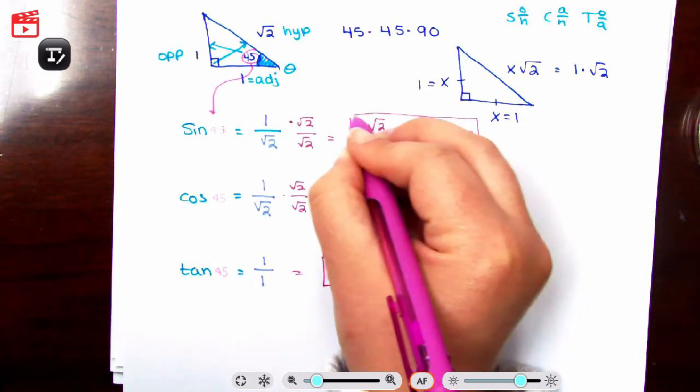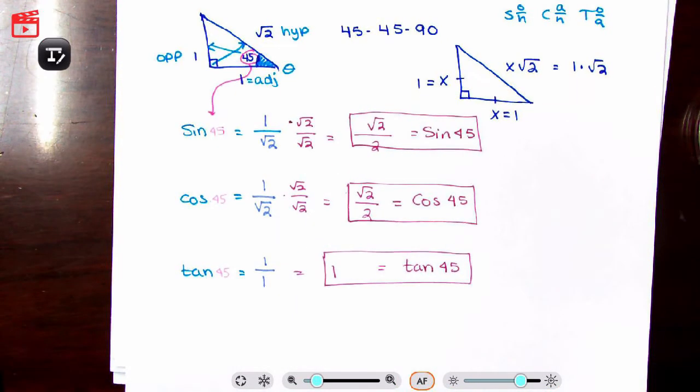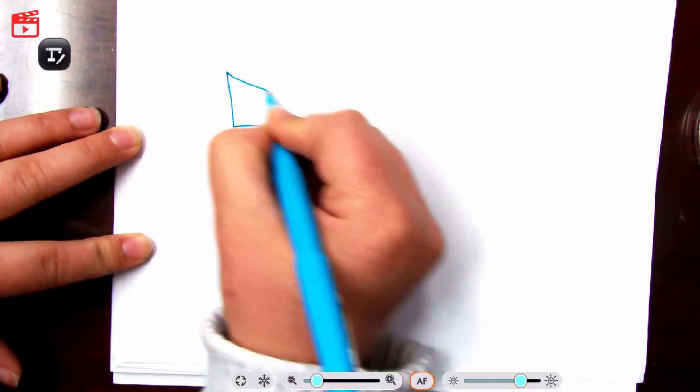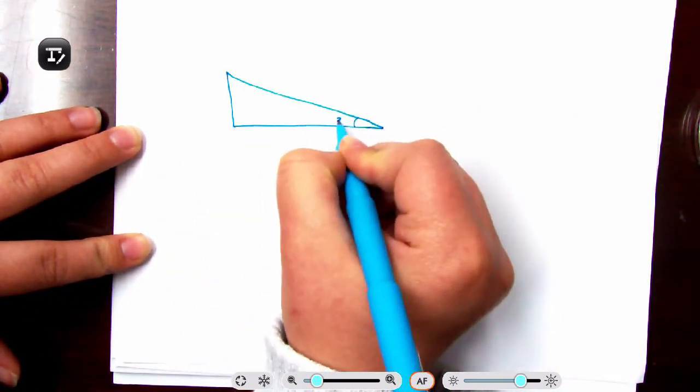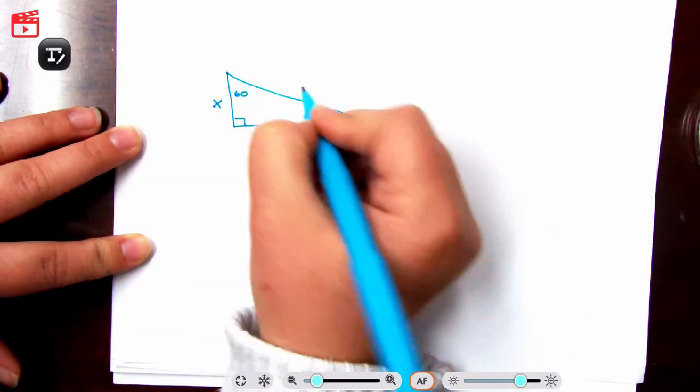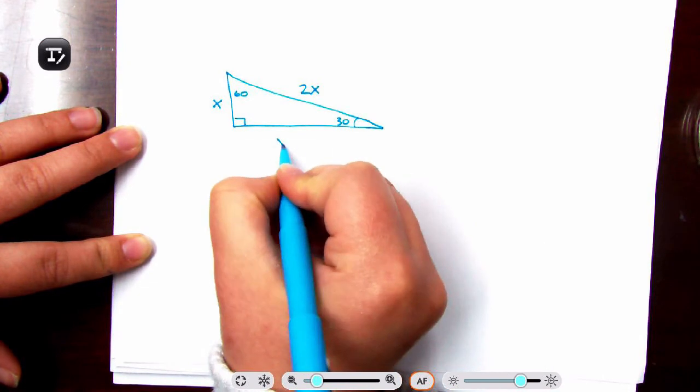Now I'm going to skip the reciprocal functions just right now for the sake of time. I feel like this video is getting a little bit on the longer side. Let's do a 45, 45, 90, excuse me, a 30, 60, 90 triangle. Here's 30, here's 90, here's 60. This is your x, this is your 2x, and this is your x√3.